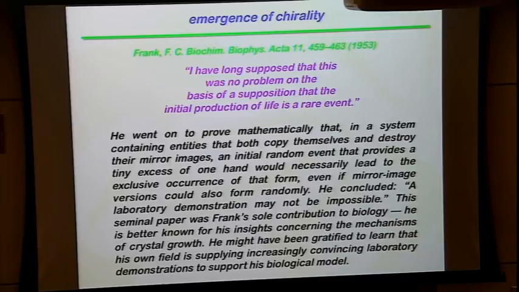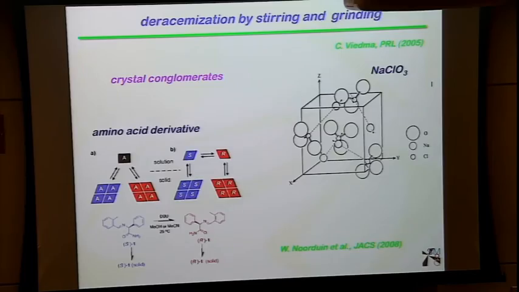So he built a simple model that demonstrated this, and he was sort of pessimistic about there ever being a laboratory example of this, but it turns out that this is a very nice one. And another recent one is that you have these actual chiral molecules that you can interconvert. They can flip handedness.